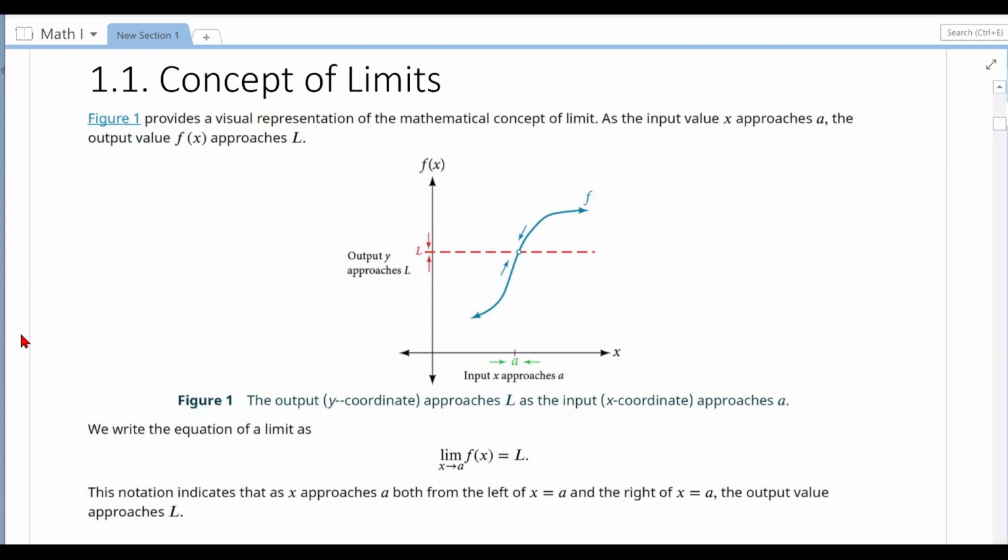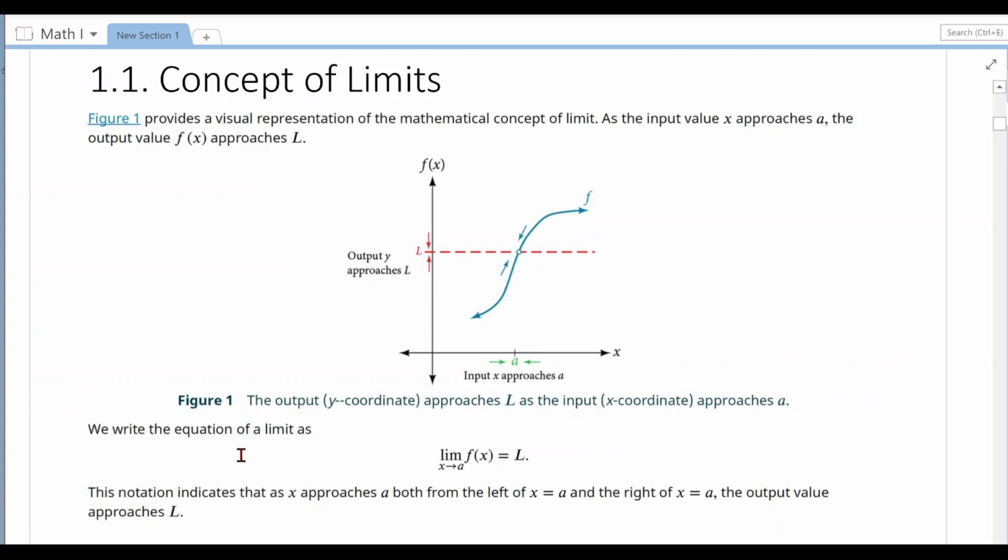This is a video discussing the concepts of limits. As you can see here, figure 1 provides a visual representation of the mathematical concept of limits. As the input x, a value on the horizontal axis, approaches a value a here, the output value f of x approaches the value of L. L here represents the limit of this function, whatever the shape of this function.